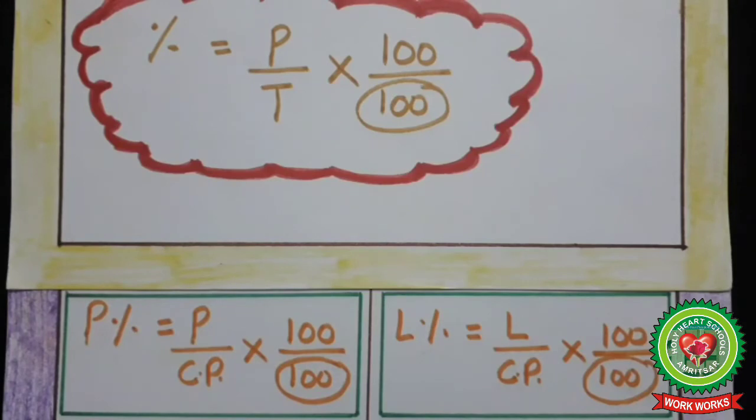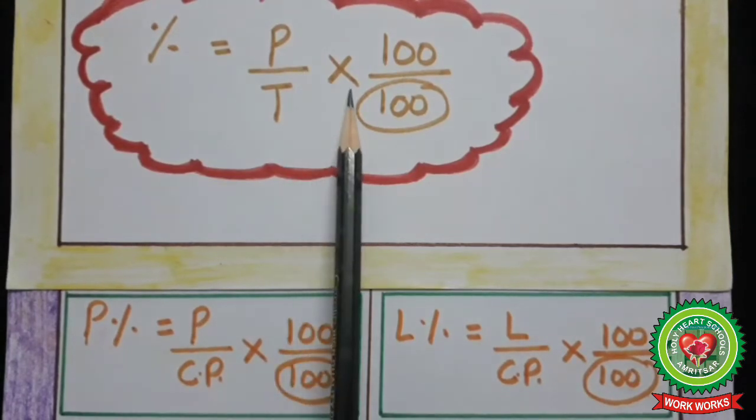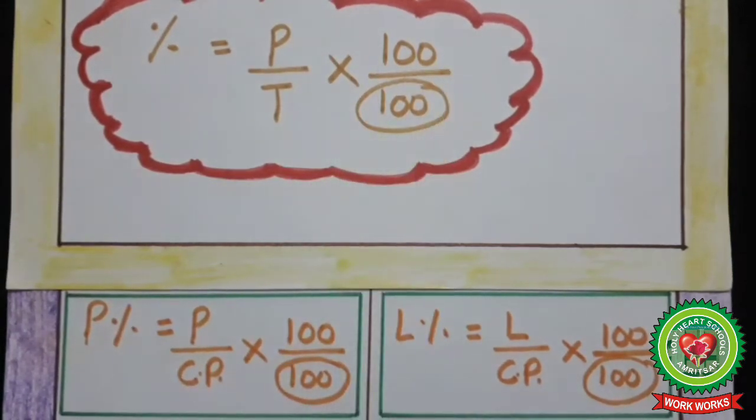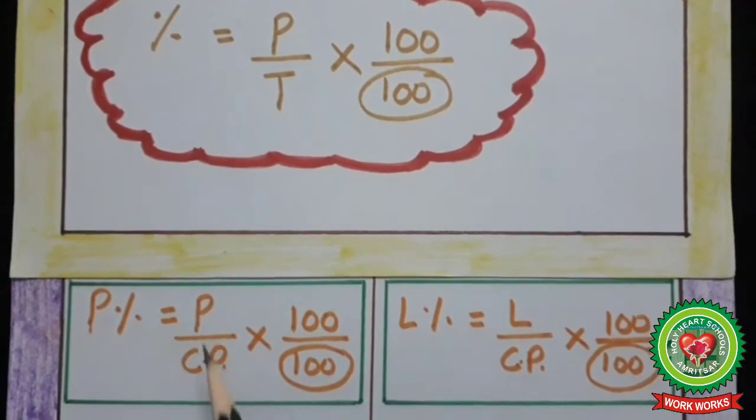Now, in order to find the profit percent or loss percent, let's recall the formula of percentage. That is, percentage is equal to part upon total multiplied by 100. Similarly, there is a formula for profit percent and loss percent. If you need to find profit percent, the formula is profit over CP multiplied by 100, and for the loss percent, the formula is loss percent is equal to loss over CP multiplied by 100.